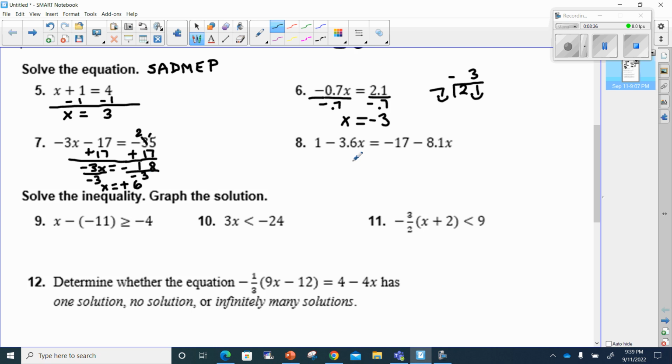Next is number 8. This time I'm going to be doing, once again, SABMEP. When I look at each side, I cannot combine x with a number that doesn't have an x, neither on this side, but that gives me multiple steps that I have to do here. The first one that I want to do is make sure I get a positive variable. So I see that 8.1 is bigger than 3.6. I'm going to add 8.1 to this side, and that way I'm sure to get a positive variable. And remember, I'm combining like terms, so I'm bringing the x with it.